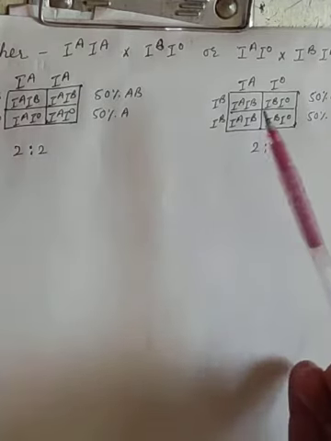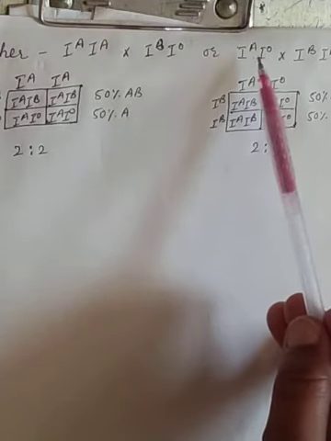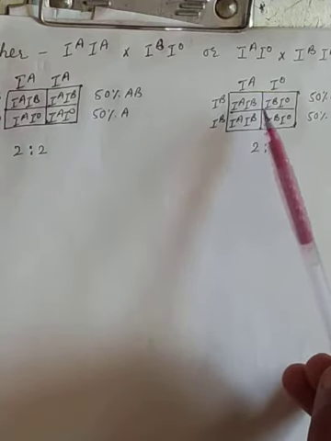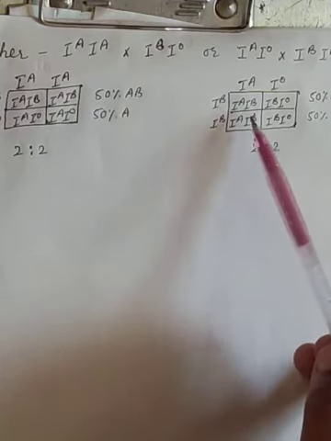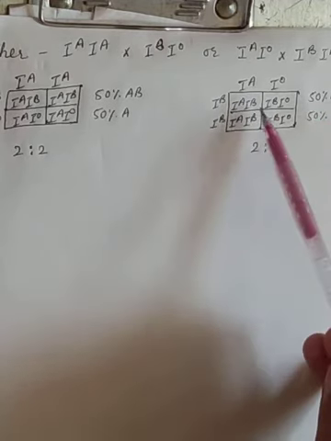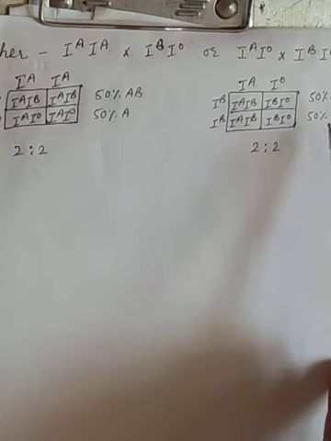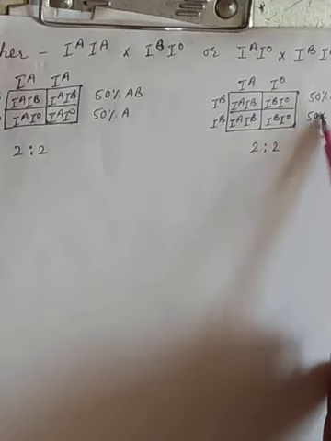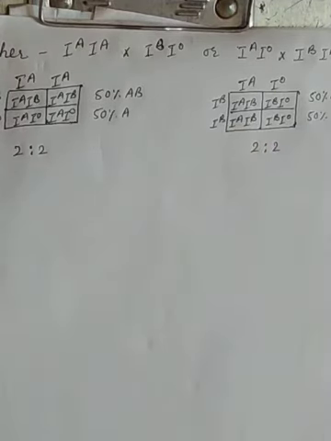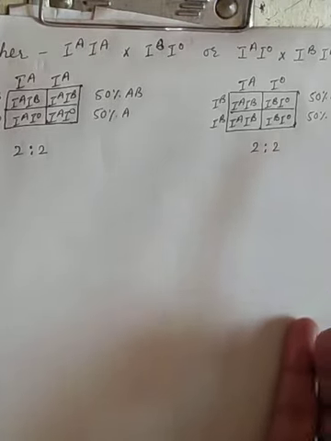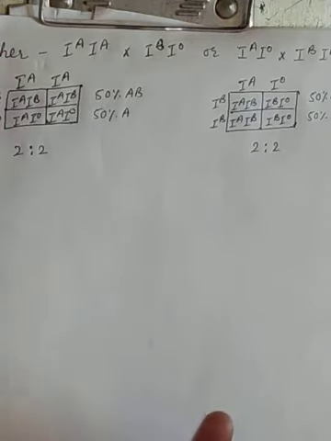Okay, similarly if father is heterozygous A and mother is homozygous B, then the progenies that are produced will be, see here, AB, B, AB and B. So we have 50% AB, that is blood group AB we are getting, and 50% heterozygous B we are getting. Okay, it is IBIO. So the possibility of blood group that will be present in the progeny can be determined with the help of the genotype of the parents.